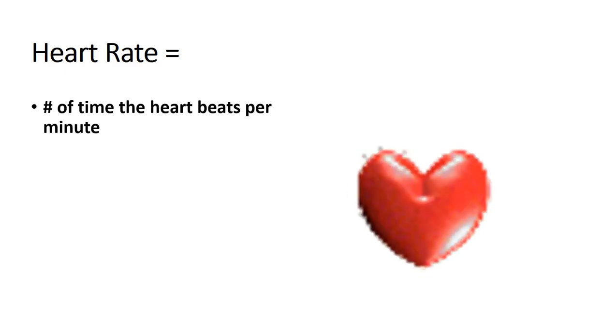So the first one is heart rate, and that's pretty simple. That's just the number of times the heart beats per minute. Average is 60 to 100. If you're below or above that, they have names. It doesn't necessarily mean it's bad. So average is 60 to 100.